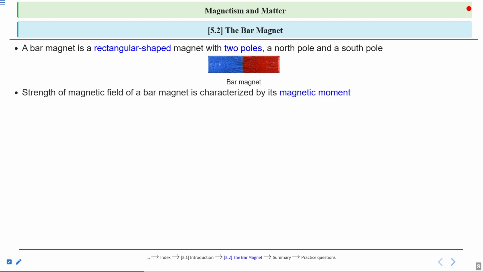The strength of the magnetic field of a bar magnet is characterized by its magnetic moment.